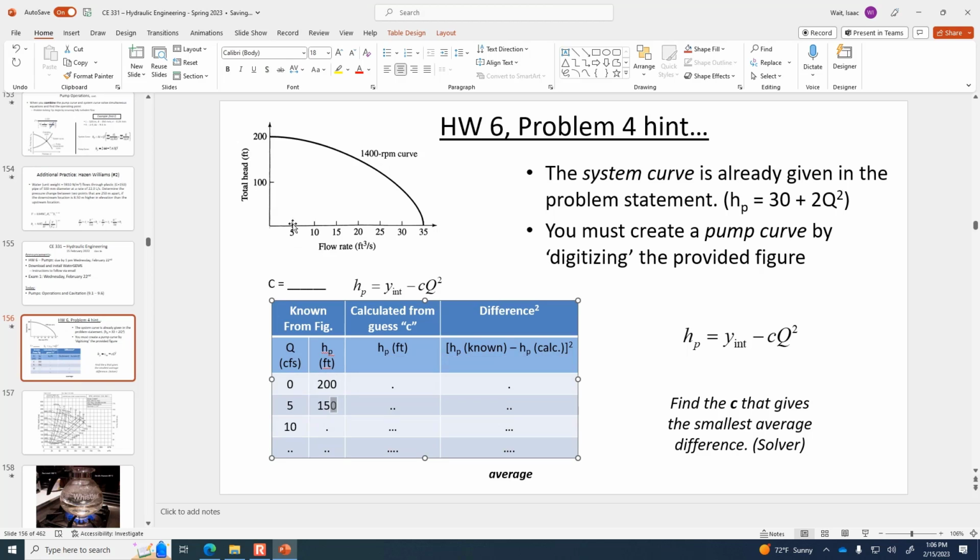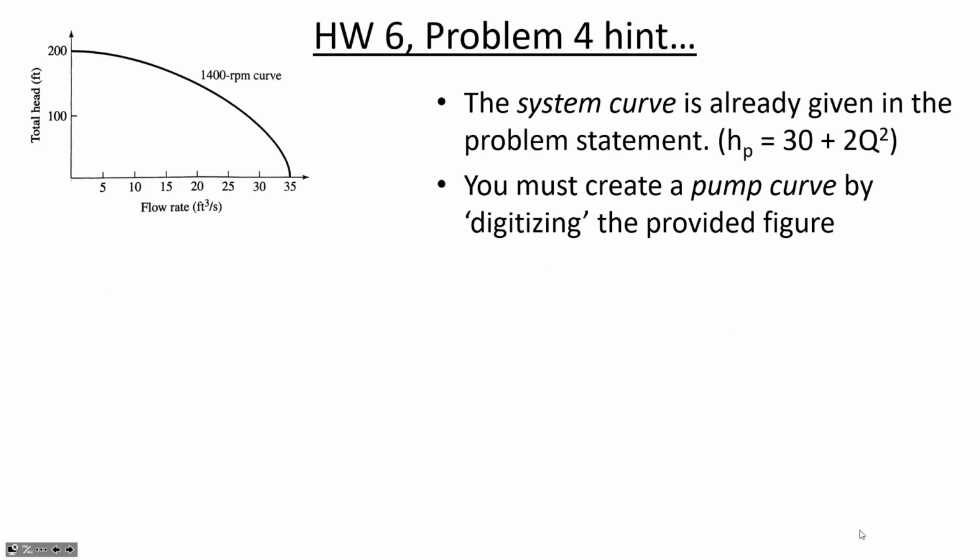So at 5 CFS, it's still probably pretty high. You're going to have to take a straight edge, or do it electronically, and find out, when you send up a vertical line and reflect it off of the curve, what is the head that you've got for a certain flow rate. So at 5, it's maybe 190 feet of head. You'll do that several different times.